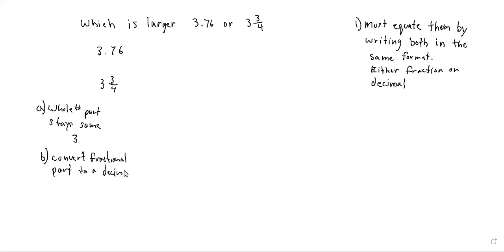We can do that very easily by simply realizing that this bar here in the fractional part is a division bar. So we can just go on our calculator and divide 3 by 4 to convert that fraction into a decimal. So let's go ahead and do that. And when we do, we get 0.75, right? So 3 divided by 4 equals 0.75. So that's our fractional part.